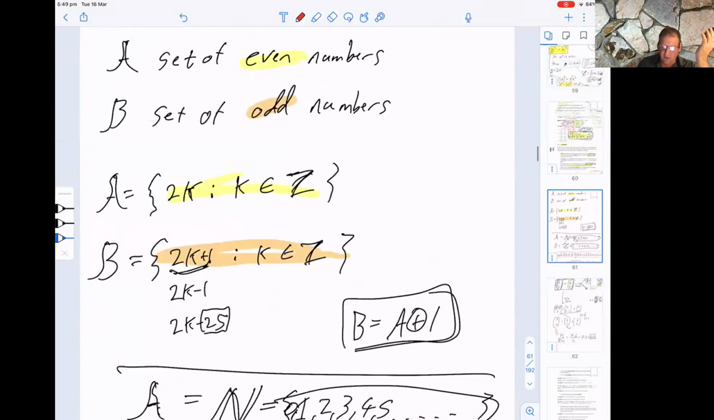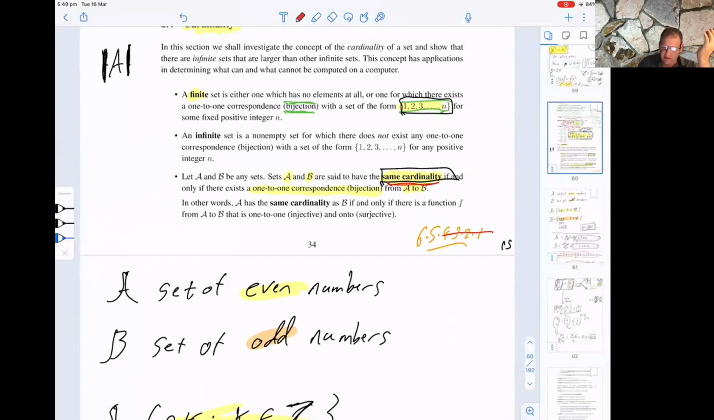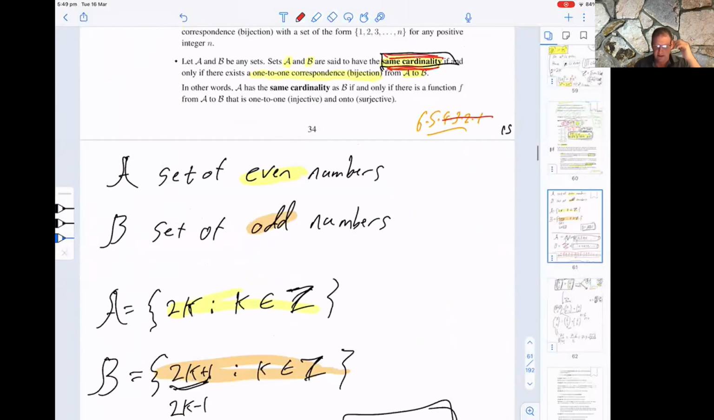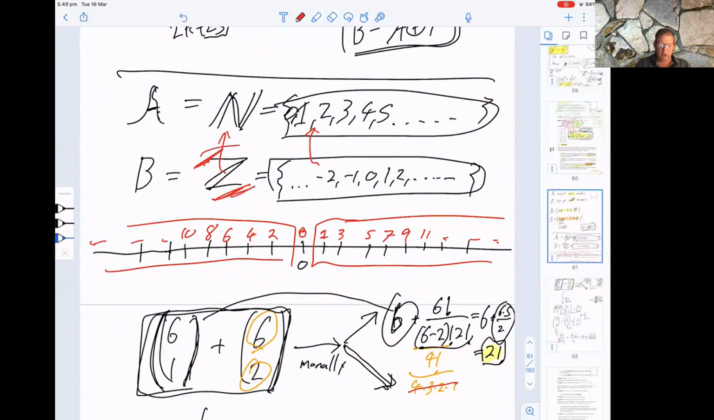So that tells us that according to this notion of same cardinality, these two sets, even though it might annoy you at first, are the same. It might annoy you because you felt there's more of these, but they're the same. Okay, so these two infinite sets have the same cardinality.